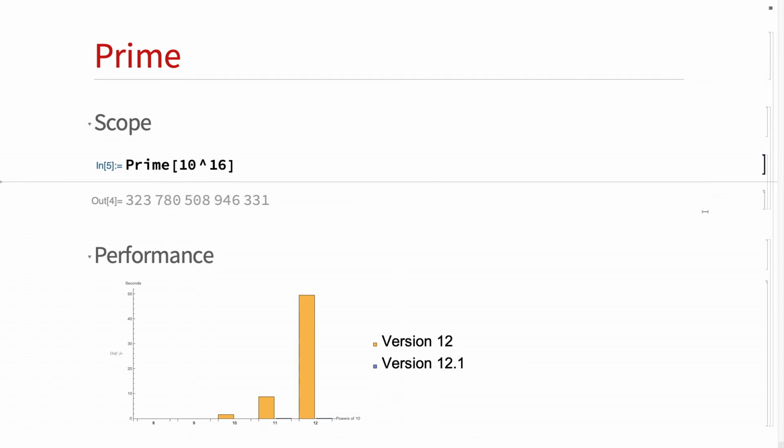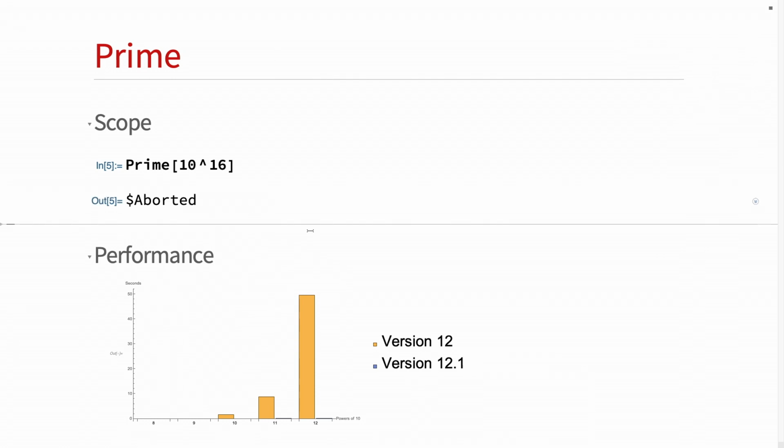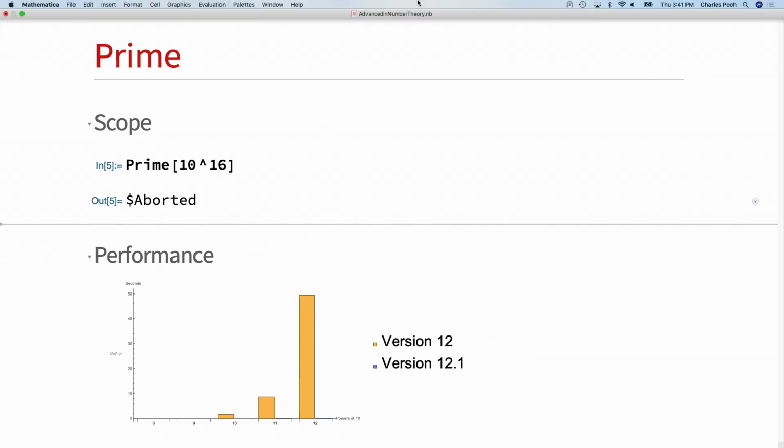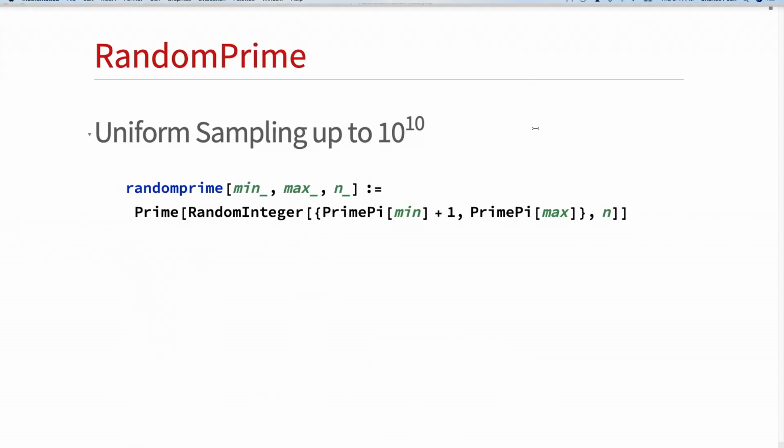I'm surprised that's taking that much. You will get back at some point. So we have those improvements for all the prime functions: prime_pi, prime, as well as random prime.